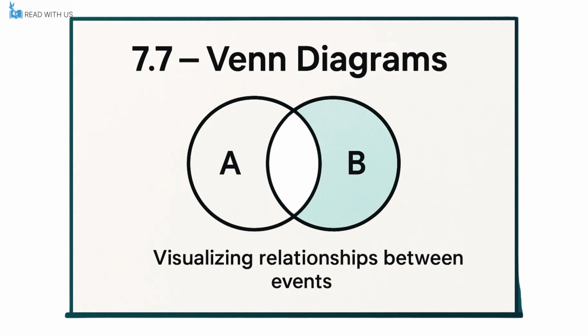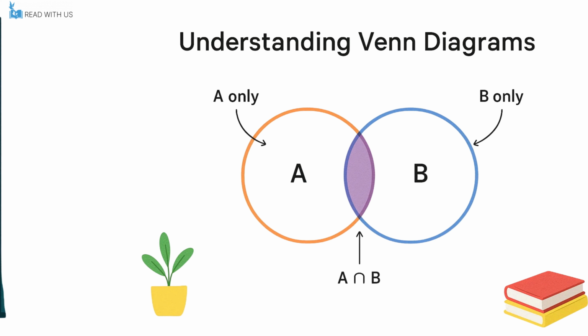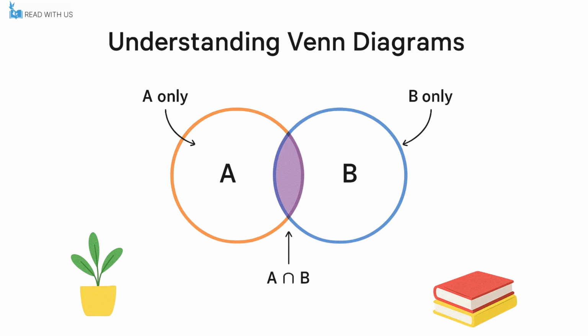In this lesson, we're going to explore Venn diagrams, a simple but powerful way to visualize relationships between different events in probability. A Venn diagram uses circles to represent sets of outcomes. Each circle represents one event, and where the circles overlap, it shows outcomes that belong to both events.